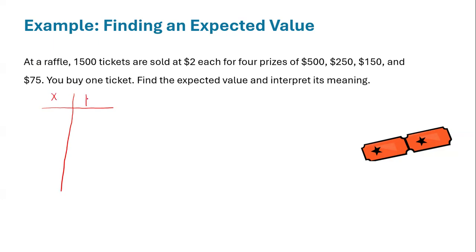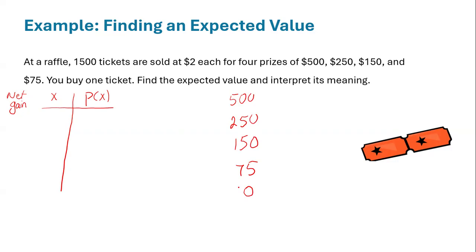Since this is a game, a lottery, the X or the random variable is usually the net gain. Net gain is how much you gain in that game. So you know that you may win $500, or you may win $250, or you may win $150, or you may win $75, or you may win nothing, $0. These are all the different cases that we may have.